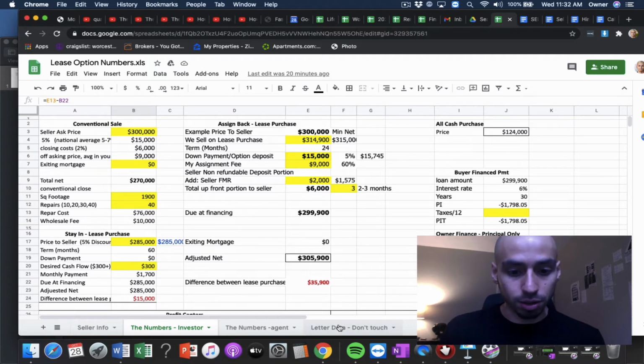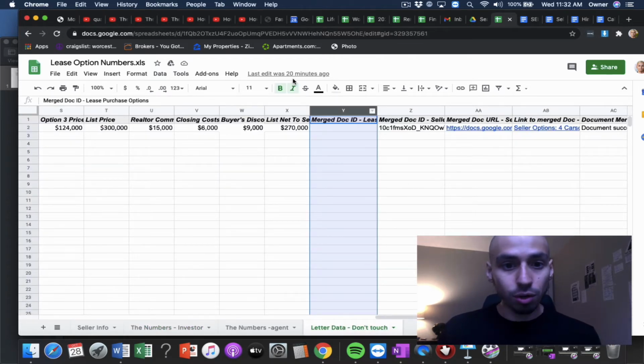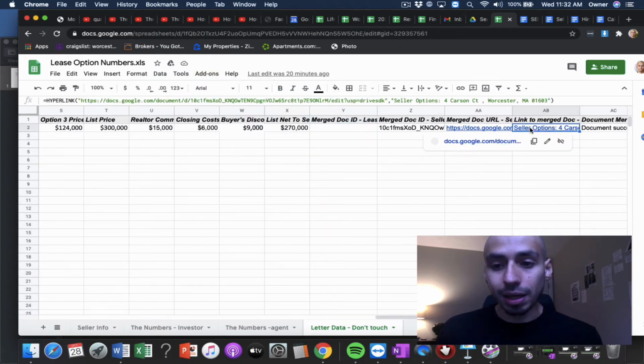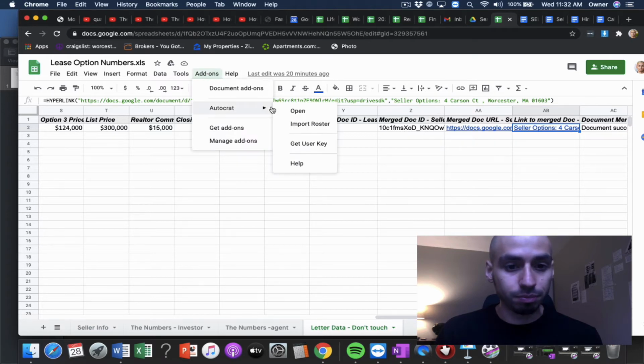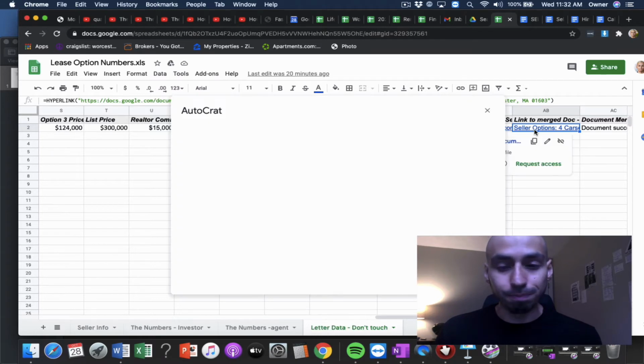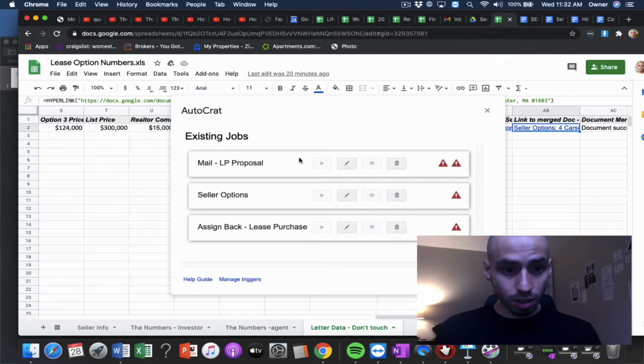And then I go here to the letter data. I go to Autocrat, open that. It takes some time to load. And then it's going to create a, well, let me see if I can actually pull it up. It's going to create, I have it run, and it's going to create this here. And I'll show you what that looks like. Yeah, so here are the seller options. This is just if I'm only going to do a wholesale and lease purchase option, I do this one. But most times it's this one.